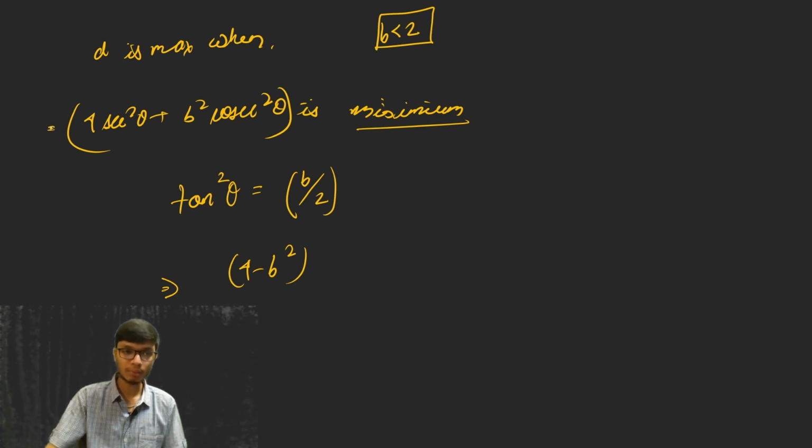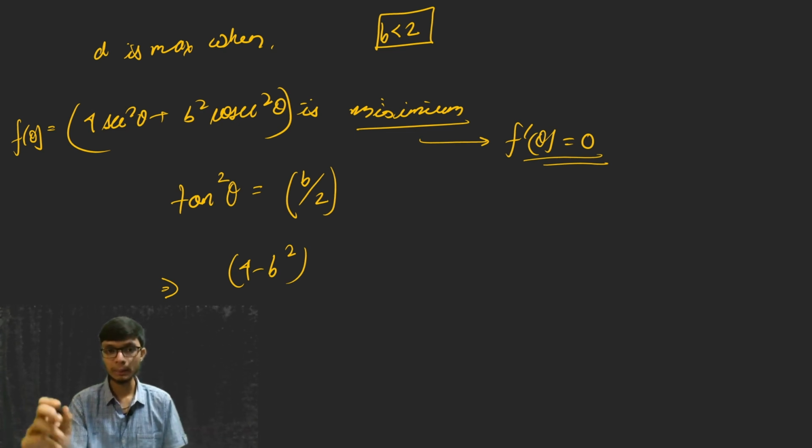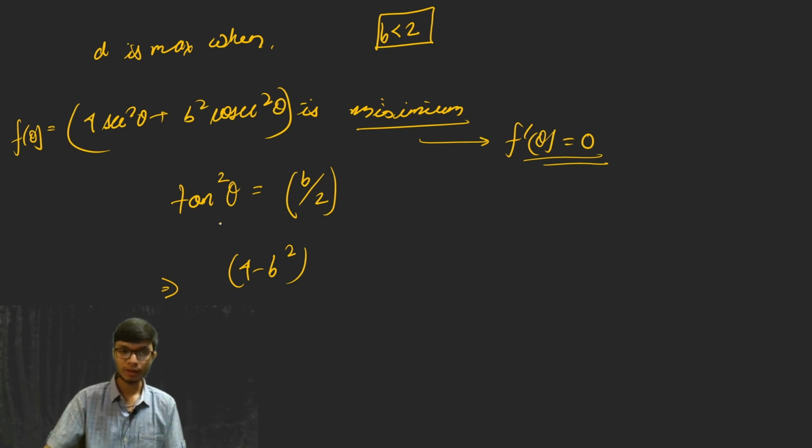Also you can do this problem by treating it as a function of theta and applying maxima and minima, that is, differentiate this function and equate it to 0 to get the critical point, then take the second derivative and ensure that it gives a positive result, which means there is a minimum. You can do that yourself, but since I know the results for where a sec square theta plus b square cosec square theta is minimum, I can definitely solve this particular problem.